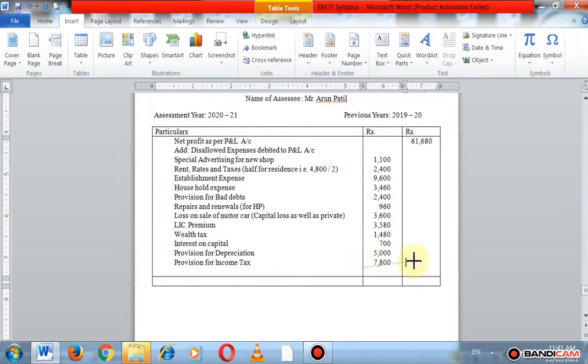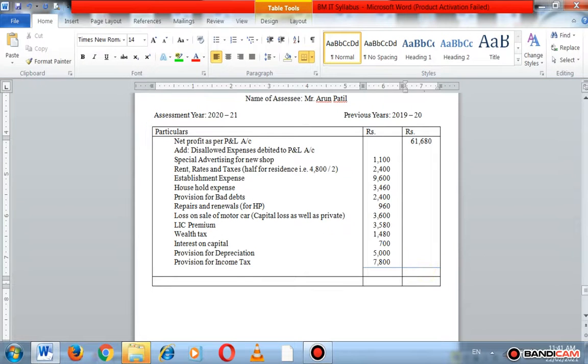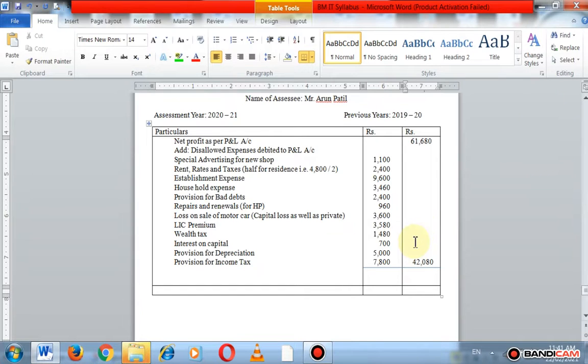So the total is 61,680 plus 42,080 is equal to 1,03,760.